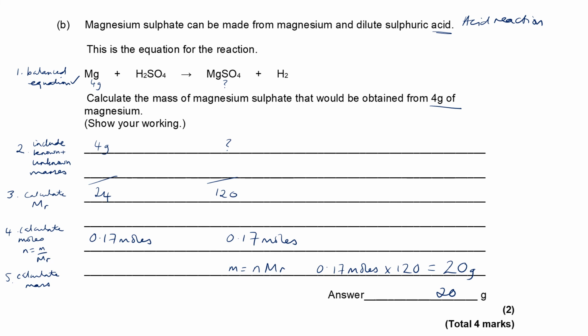So I have the moles of magnesium sulfate, I have the formula mass of magnesium sulfate. I can now work out the mass in grams, which would be the moles times the formula mass. So 0.17 times 120, which will give me 20 grams.